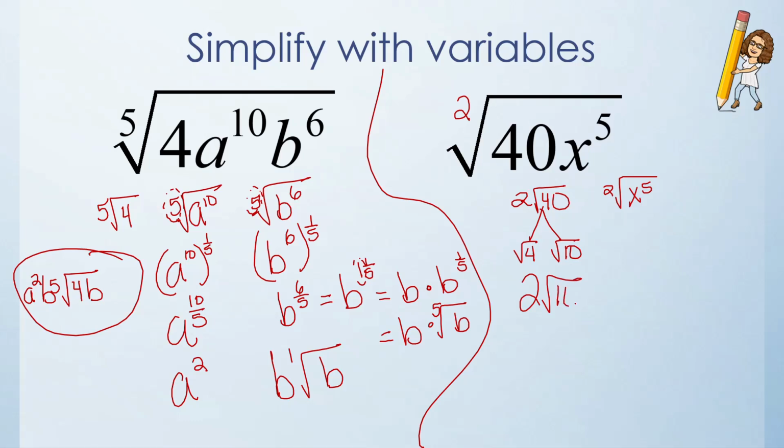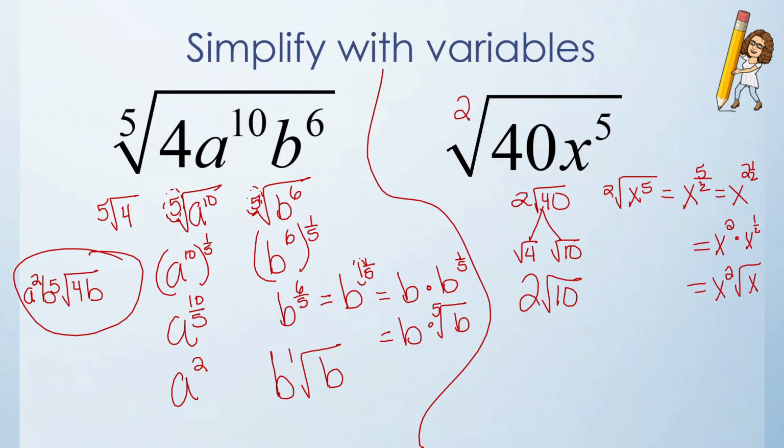2 square roots of 10, 2 times the square root of 10. This one, again, I'm going to do the fraction one. So that would be x to the 5 halves if I convert, right? Which is the same as x to the 2 and 1/2, which means I have x squared times x to the 1/2, which means I have x squared times the square root of x.